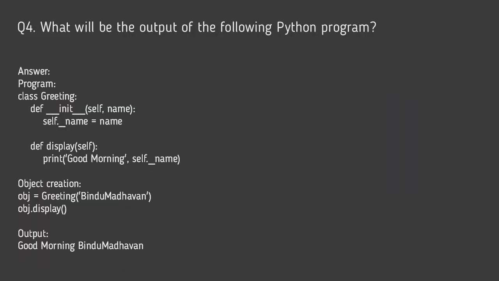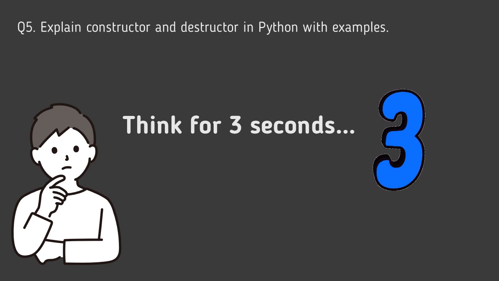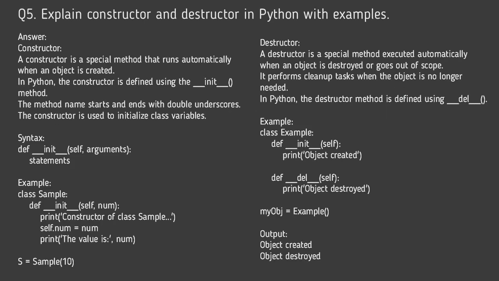The constructor stores the name and the display method prints a greeting message with the provided name. A constructor automatically initializes objects when they are created, while a destructor runs when an object is removed from memory.